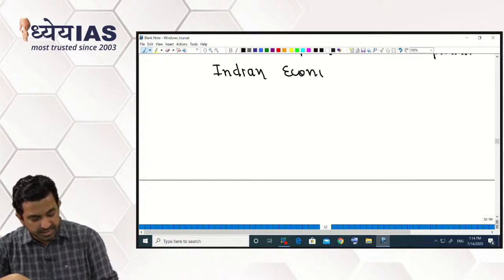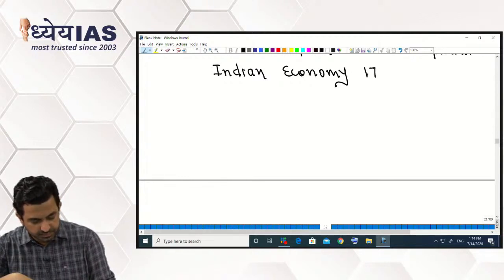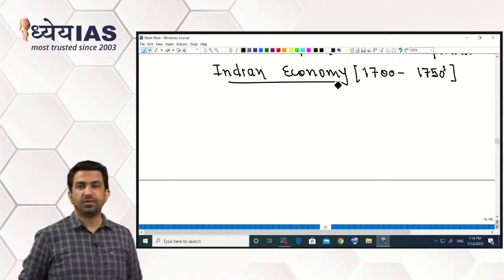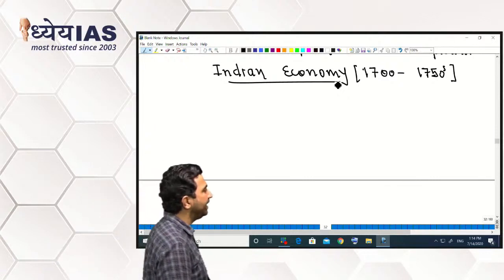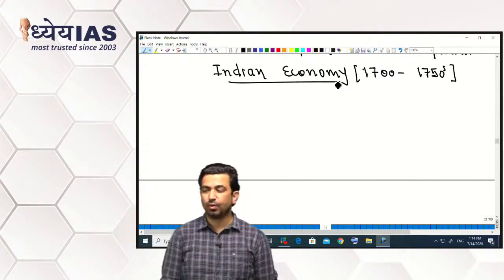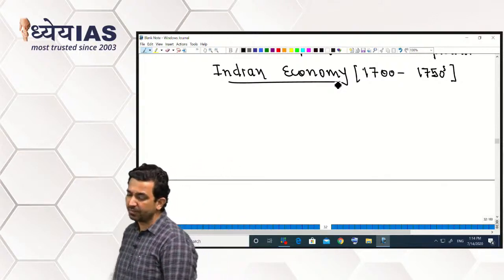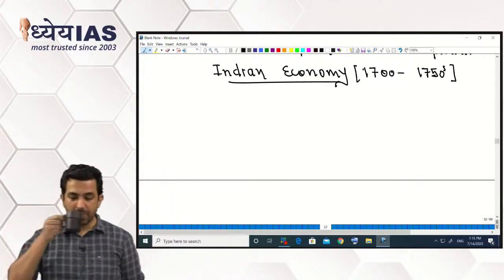So right, next heading: Indian economy from 1700 till 1750s. So right now we were talking about the political condition of India in the first half of 18th century, and now we are going to talk about Indian economy in the first half of 18th century, mainly from 1700 till 1750s. Okay.